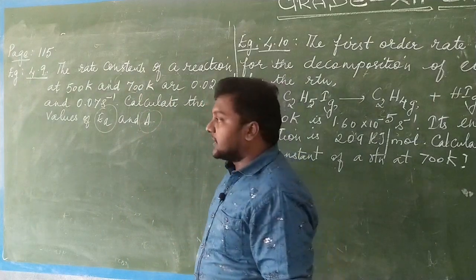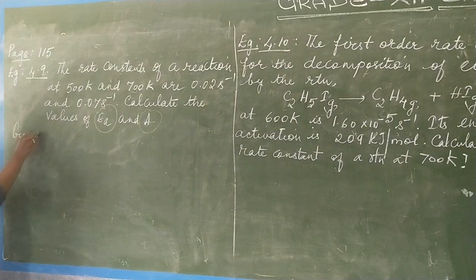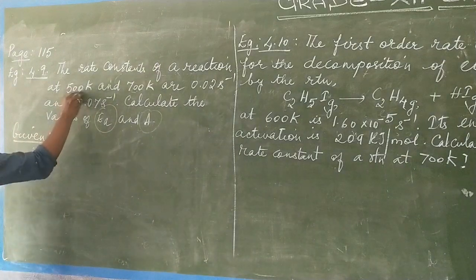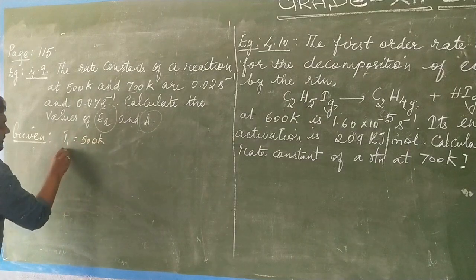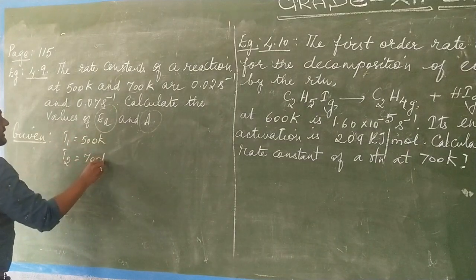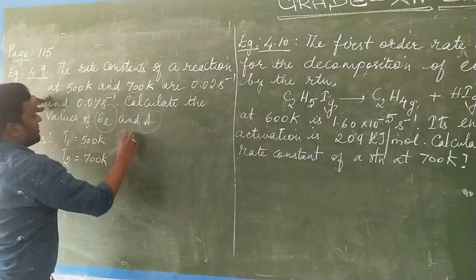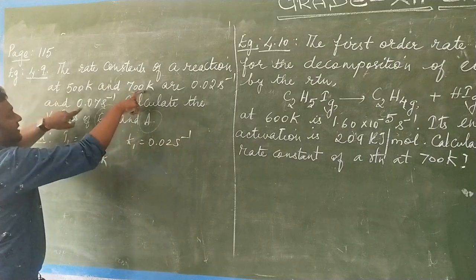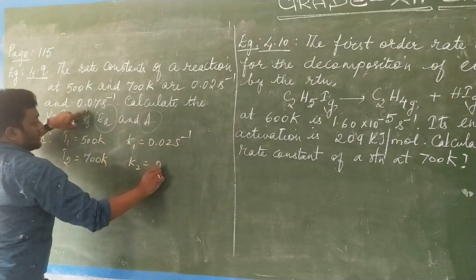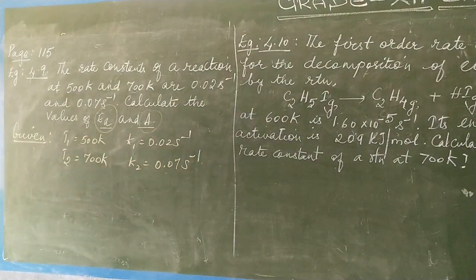First, what data have they given, we will write. Given. If you don't know how to do the sum, if you write the given data and the formula, you will get marks. So, given: T1 is equal to 500 Kelvin and T2 is equal to 700 Kelvin. At 500 Kelvin, the rate constant K1 is equal to 0.02 second inverse. At 700 Kelvin, the rate constant K2 is equal to 0.07 second inverse. We have to calculate the value of activation energy and the Arrhenius factor.